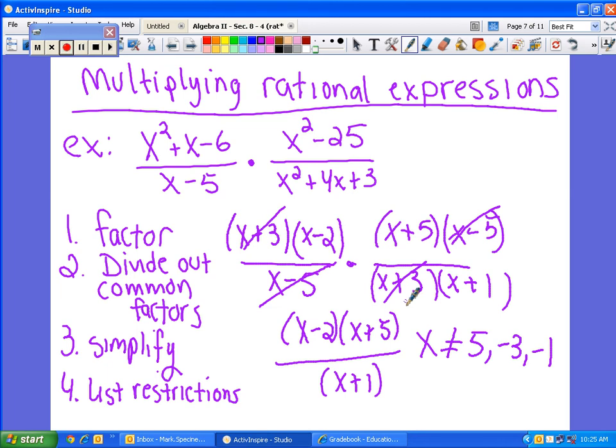So now I go ahead and I say, okay, well, what plus 3 equals 0? The answer is negative 3. And what plus 1 equals 0? The answer is negative 1.